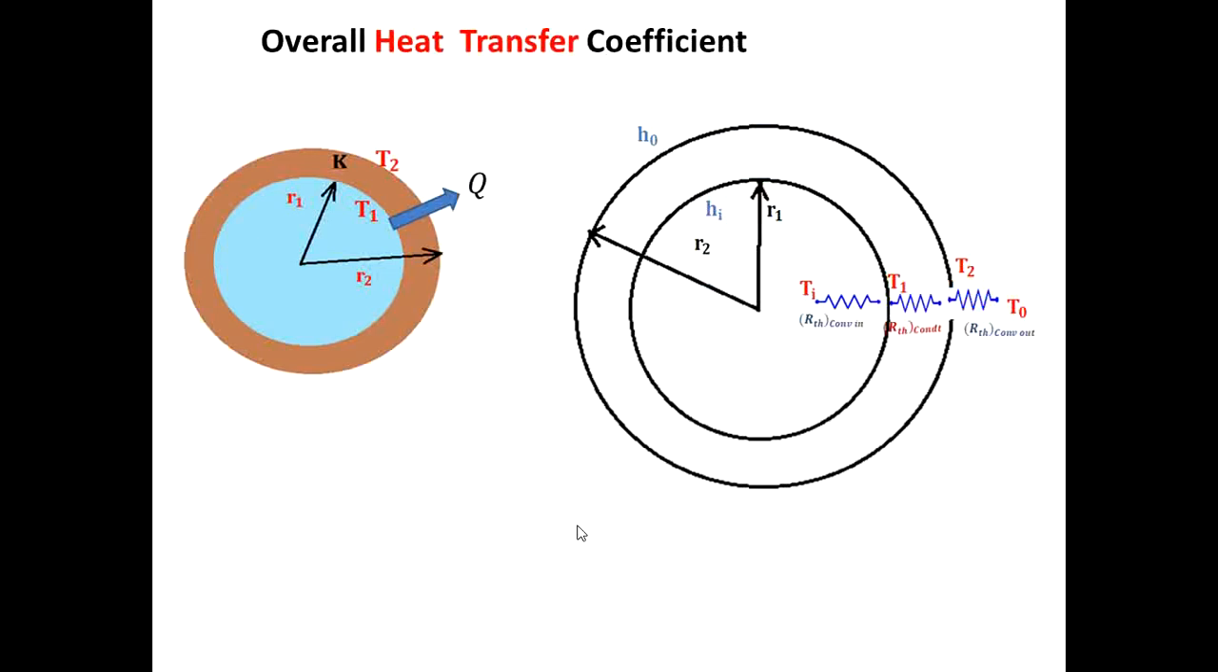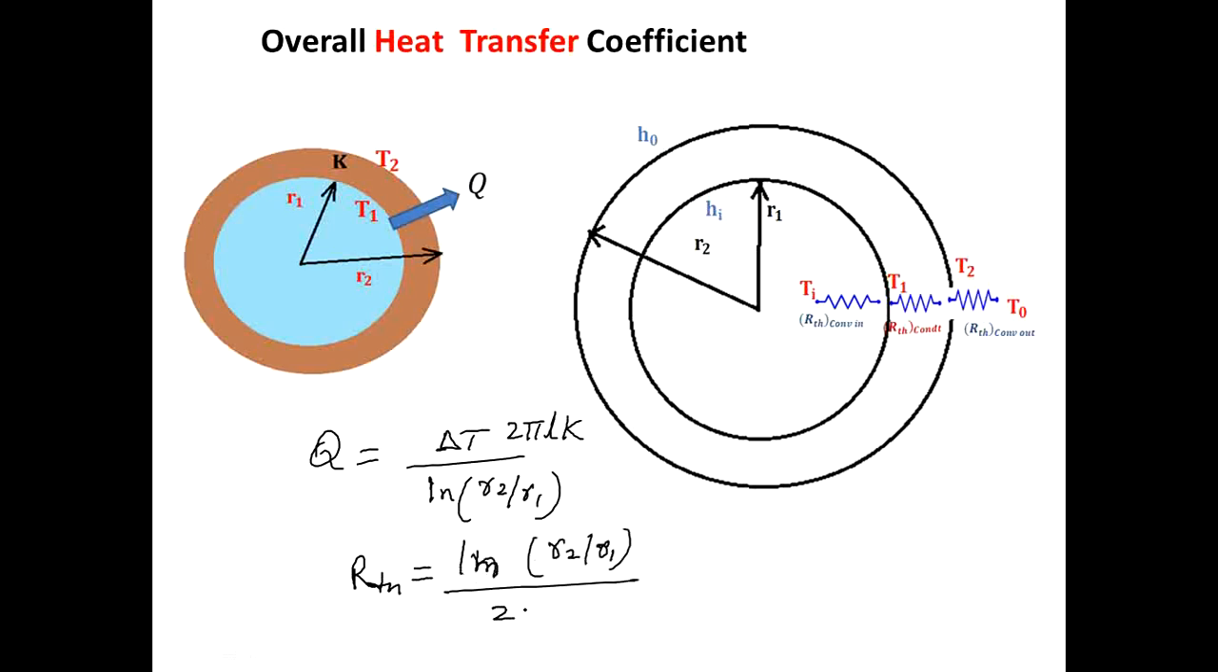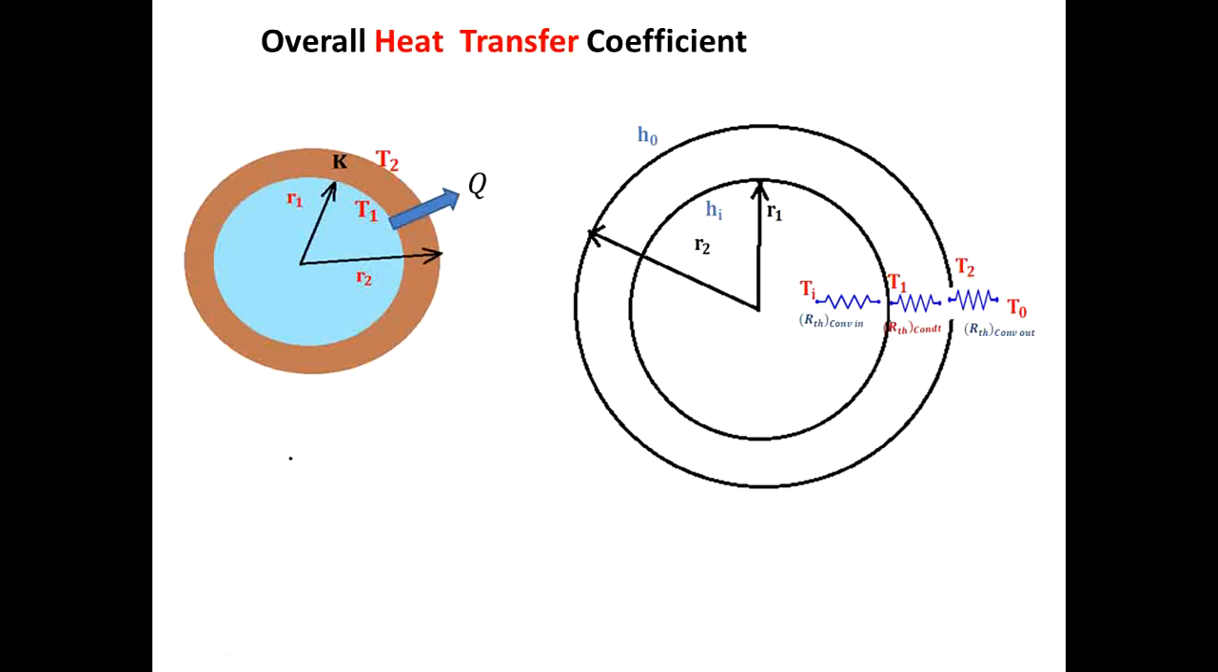Now you have the overall heat transfer coefficient. You know that the amount of heat energy transfer is equal to U times A times delta T. You can write for the tube Q is equal to delta T divided by ln of R2 by R1 into 2 pi Lk. Therefore, the thermal resistance R is equal to ln of R2 by R1 divided by 2 pi L into K. This is the thermal resistance.